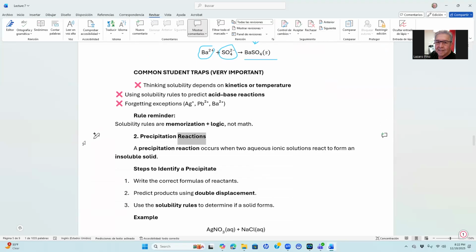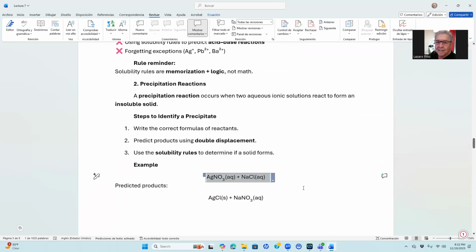2. Precipitation reactions. A precipitation reaction occurs when two aqueous ionic solutions react to form an insoluble solid. Steps to identify a precipitate: write the correct formulas of reactants; predict products using double displacement; use the solubility rules to determine if a solid forms. Okay, the example is silver nitrate plus sodium chloride.